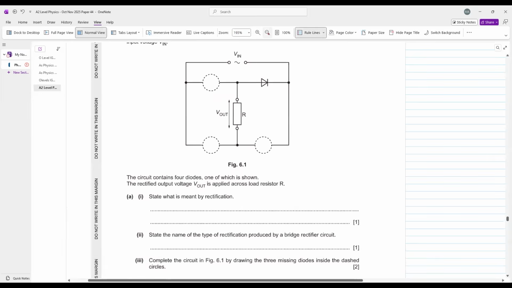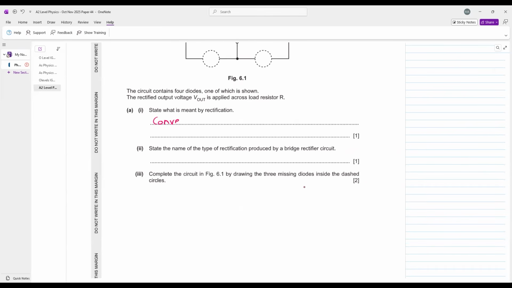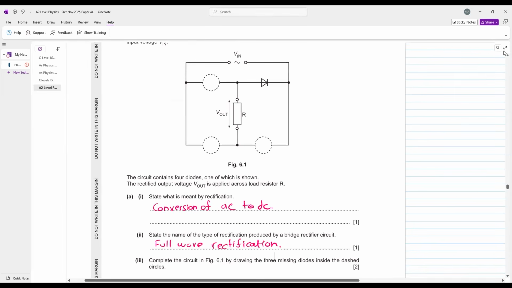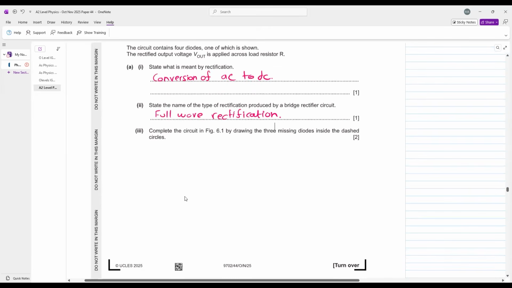State what is meant by rectification. What does rectification mean? Conversion of AC current to DC current. State the name of the type of rectification produced by a bridge rectifier circuit. Full wave rectification. Always remember whenever you have four diodes, there will be full wave rectification.